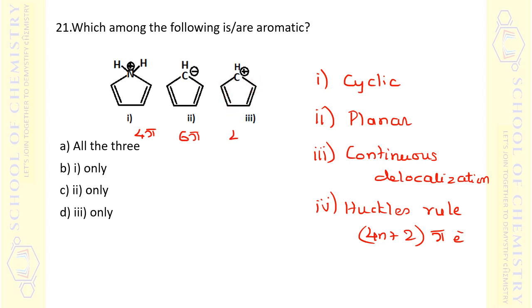So in structures 1 and 3, though all other conditions are satisfied, Huckel's rule is not satisfied. It is satisfied only in structure 2, which is the cyclopentadienyl anion. And of course you must be knowing that the cyclopentadienyl anion is an aromatic species. So the option is C, 2 only. This is the correct answer for the question.